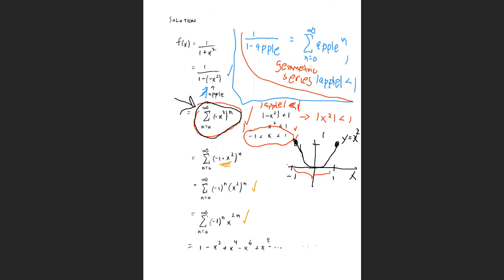I decided just to write down some terms of the power series for you. So how do we get the 1? That's negative 1 to the 0th power times x to the 2 times 0th power. So that's the first term.